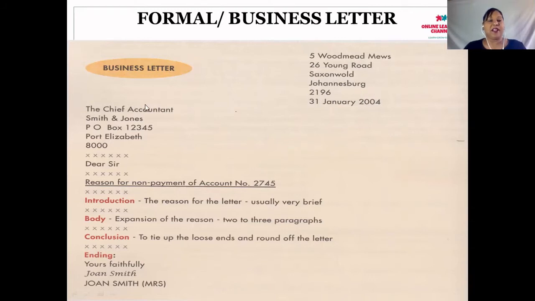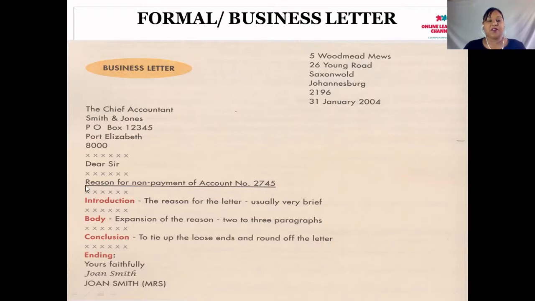Then you would leave a line, and on the left-hand side, you would write the receiver's address. The chief accountant, you address it to the person you're writing the letter to, the title or designation, the company name, PO box number, address, which might be a PO box number, followed by the suburb and the postal code. And then you leave another line, followed by "Dear Sir" or "Madam."